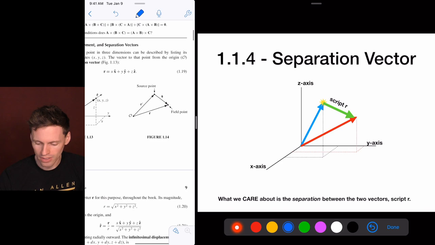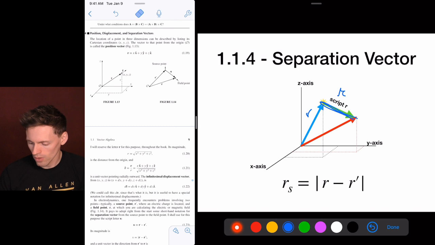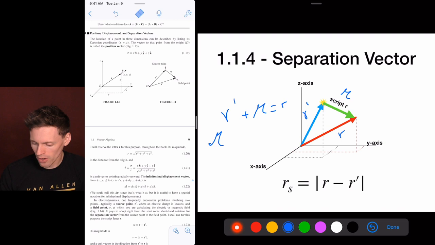I call it R sub S for script R. And all script R is, the magnitude of script R is just, if this is R prime and this is R, then this vector is the same as R minus R prime. That's just the definition. So this is R prime, this is script R, and this is R. We know that R prime plus script R is equal to R, because that's how vectors work. So that means script R is equal to R minus R prime. That's all this is saying, and that's all he's saying in the book there.